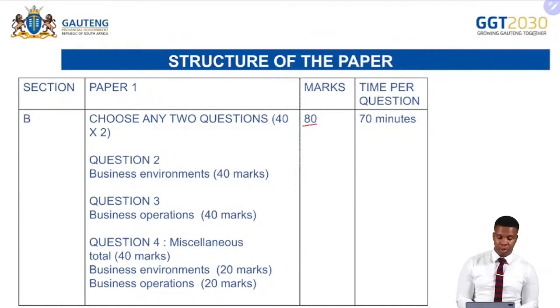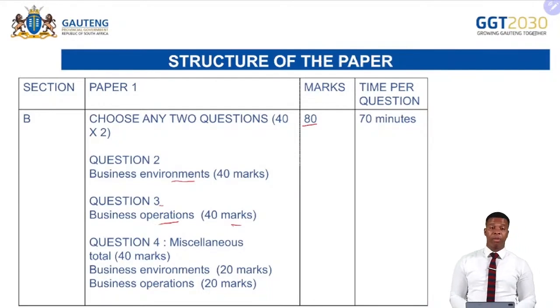And then when you are looking into the structure, question 2 will basically have questions from the business environment. And remember, what is in your business environment? We are talking about legislation. We are talking also about business sectors and their environments and business strategy. Then when you look into question 3 now, you'll be assessed on business operations for 40 marks. And you would be assessed from the following subtopics, which are your human resources and your quality of performance.